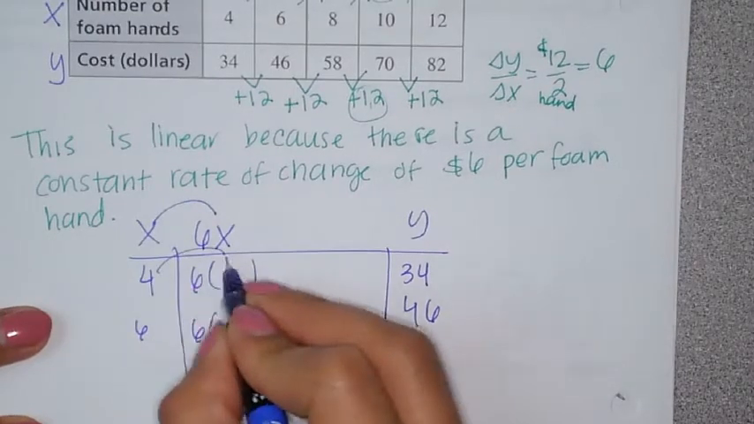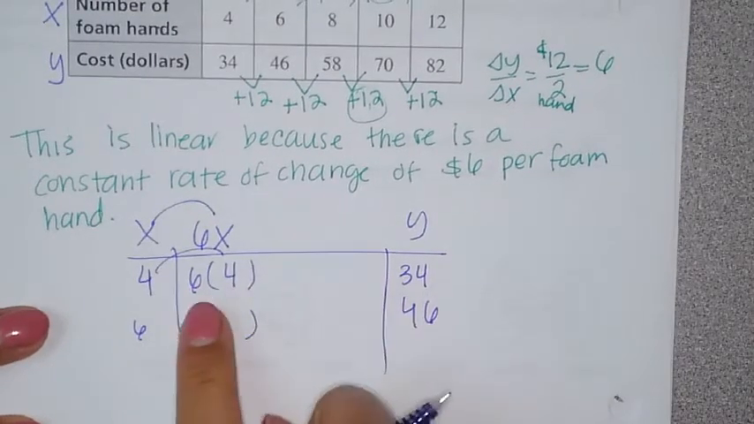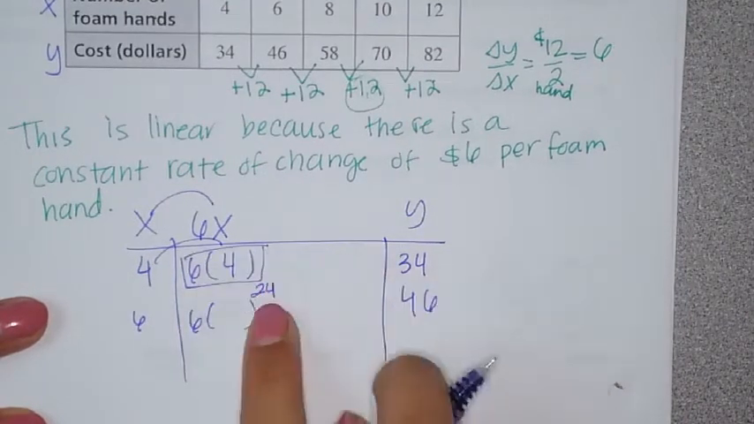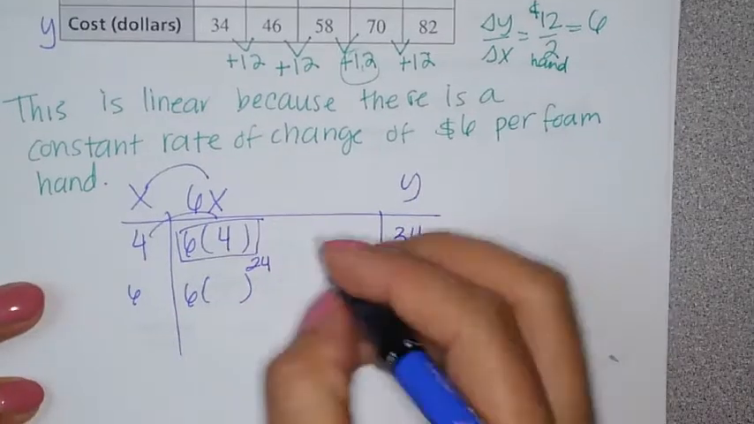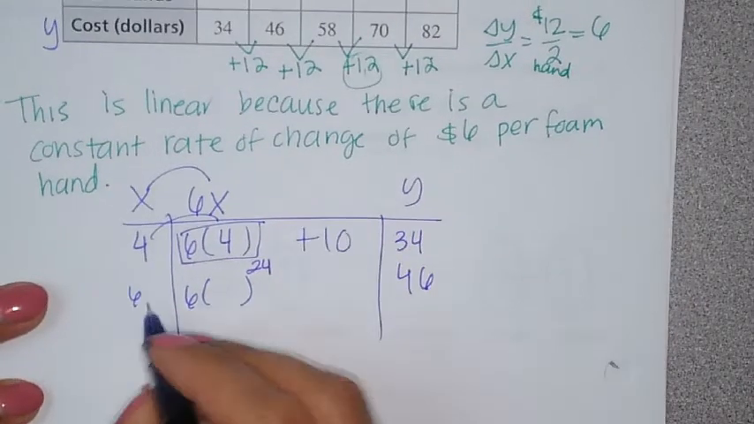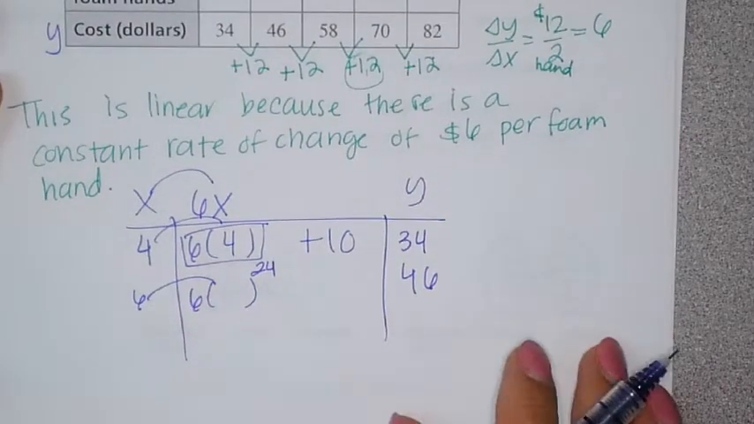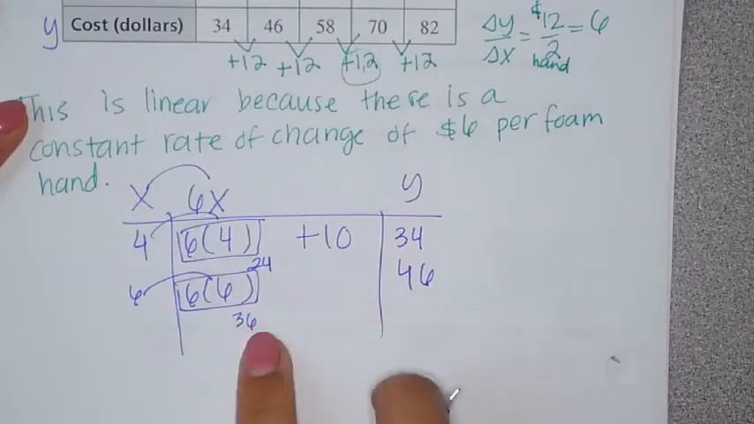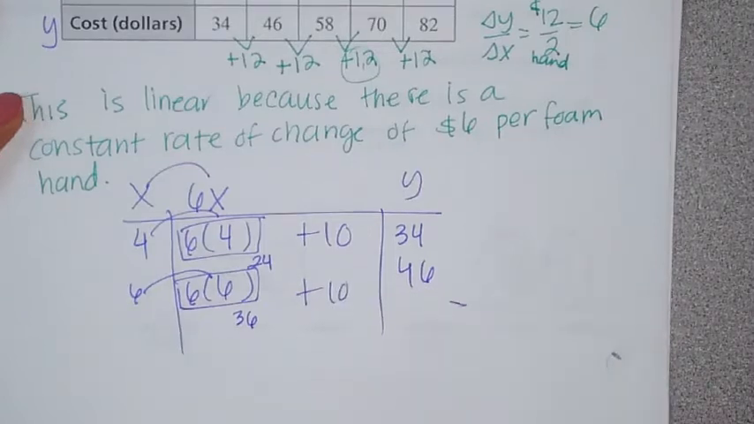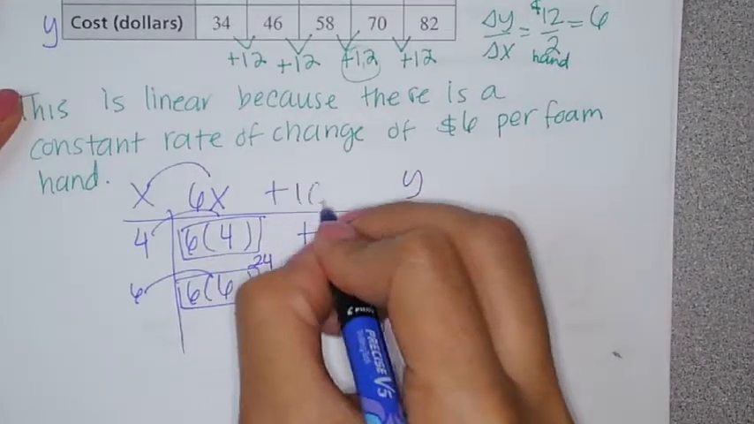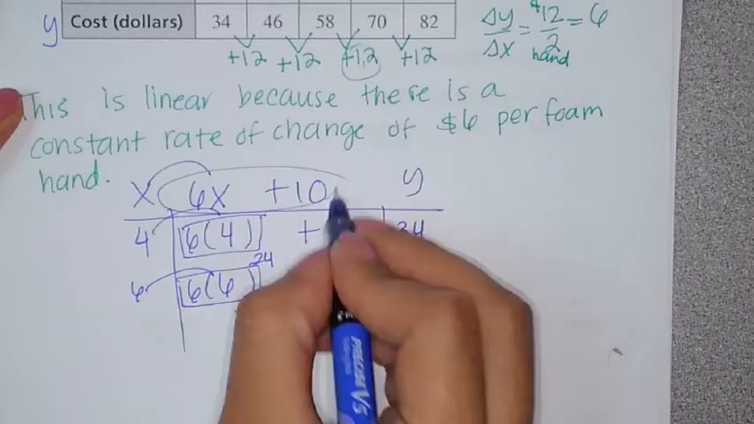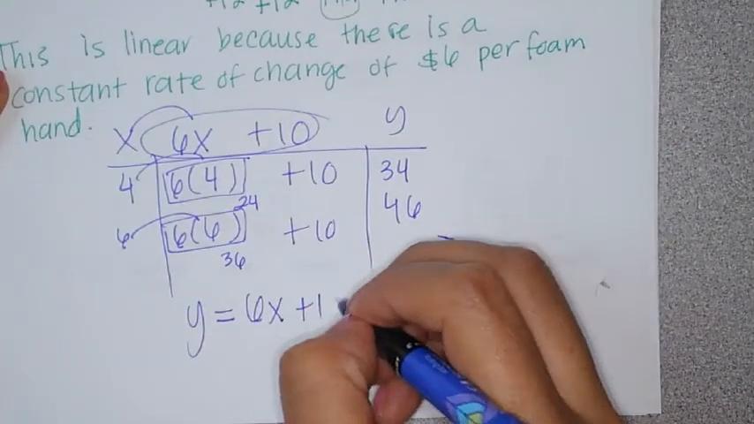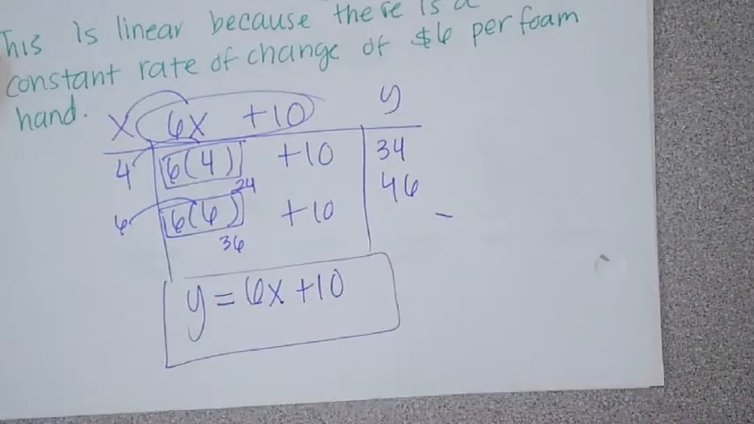Now I just need to try it to see if I'm missing something. 6 times 4 is 24. 24 plus what would give me 34? Oh, plus 10. Now let me see if it also is the same. 6 times 6 is 36. Is 36 plus 10 46? Yes. So now I know what I missed, and this is my function, and my equation: y equals 6x plus 10.